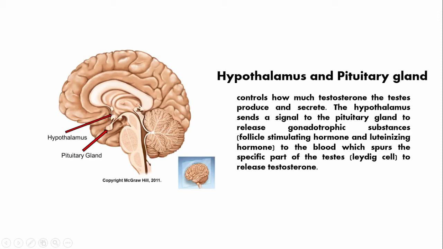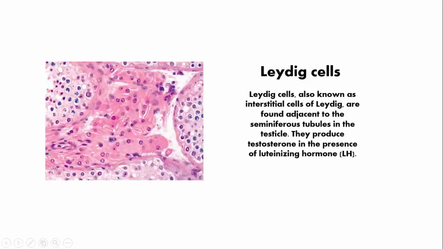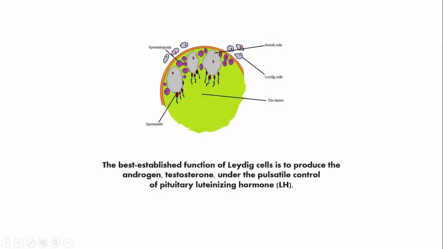The hypothalamus sends a signal to the pituitary gland to release gonadotrophic substances, follicle-stimulating hormone and luteinizing hormone, to the blood, which spurs the specific parts of the testes, the Leydig cells, to release testosterone. Leydig cells, also known as interstitial cells of Leydig, are found adjacent to the seminiferous tubules in the testicle. They produce testosterone in the presence of luteinizing hormone or LH. The best established function of Leydig cells is to produce the androgen testosterone under the pulsatile control of pituitary luteinizing hormone.